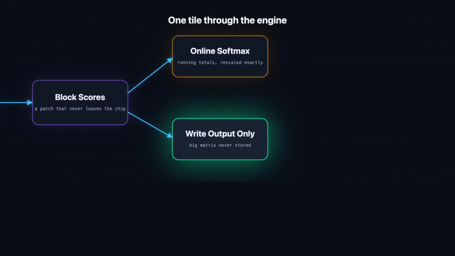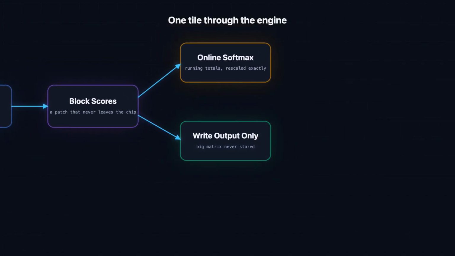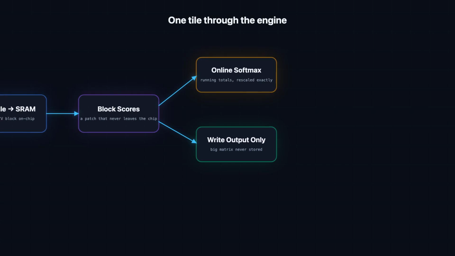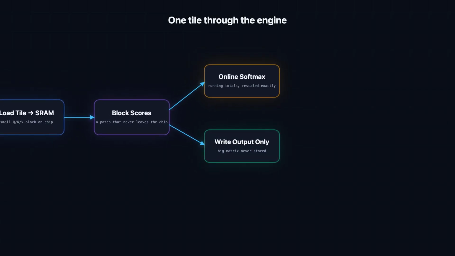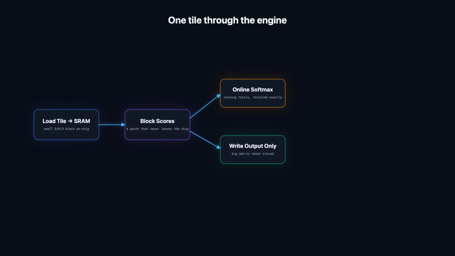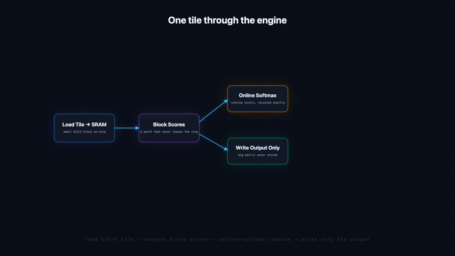Finally, once every tile has folded into those running totals, it writes out only the finished output. One clean result goes back to memory. The enormous intermediate matrix was never stored, so the traffic drops from quadratic to linear.